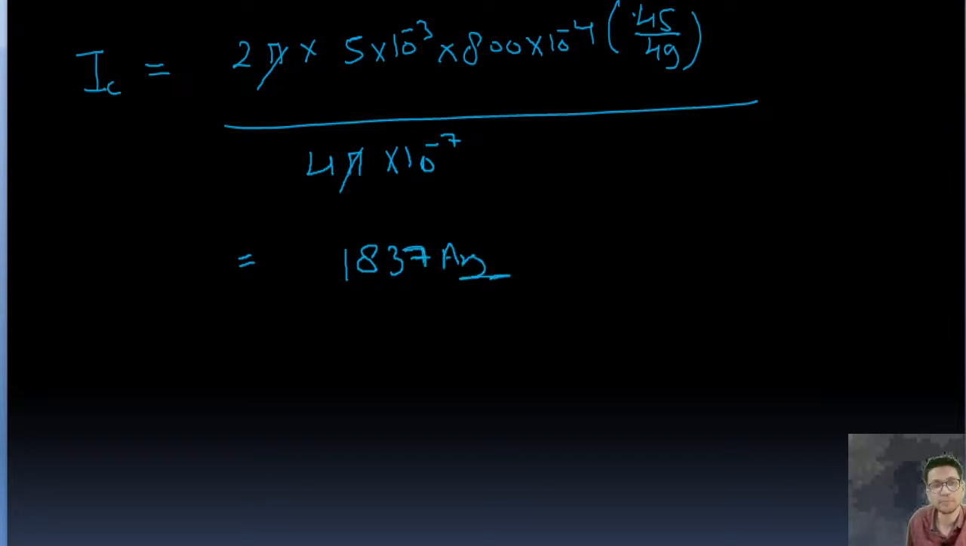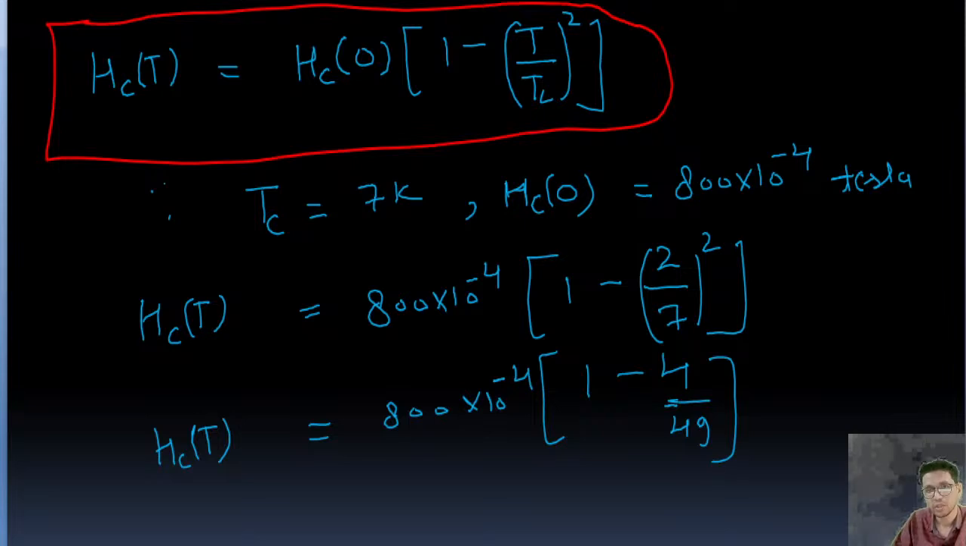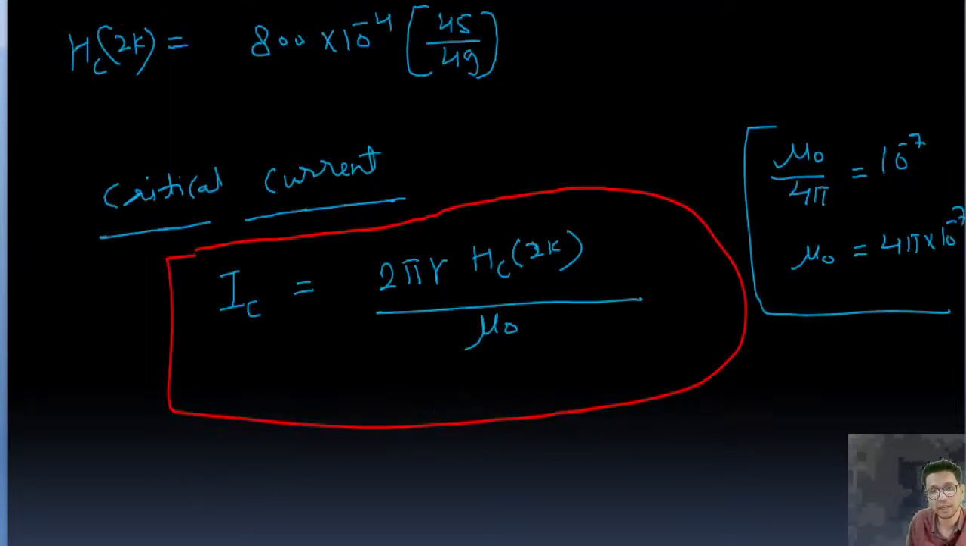A very simple question, and this is a 5 marks question, part C question of the 2021 paper. So it's a formula based question. The critical magnetic field at any temperature is equal to the critical magnetic field at 0 Kelvin into 1 minus T upon Tc whole square, where Tc is the critical temperature. We just have to put the values, and we've got the critical magnetic field at 2 Kelvin temperature.